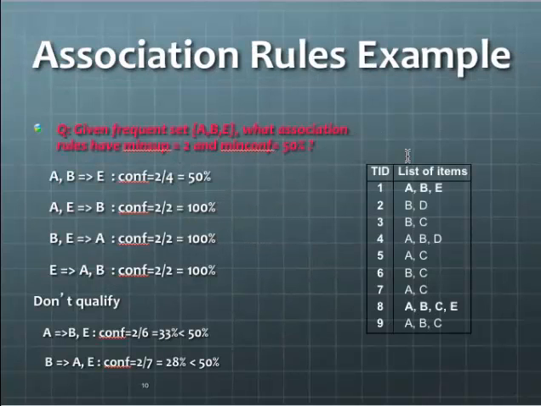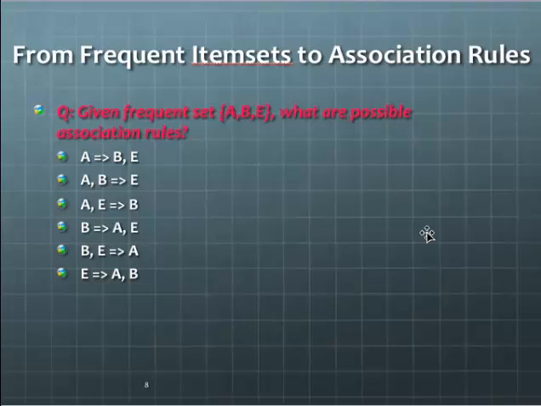Then let me use an example to show you how to calculate the confidence. For the same example dataset, for a given frequent set A, B, and E, what association rules have minimum support equal to 2 and minimal confidence equal to 50%? As you see in the previous slides, we have several rules generated from this frequent data set. Then let's test the confidence of these rules one by one.